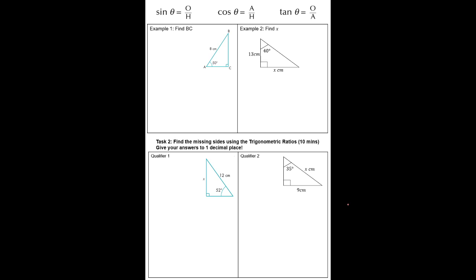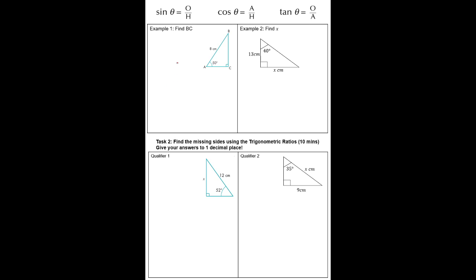Task 2, so this is where we're going to need our calculators. And we have our 3 trigonometric ratios at the top. So this is SOHCAHTOA. So sine equals opposite over hypotenuse. And again, we've got theta there. Cosine equals, this is our CAH, adjacent over hypotenuse, and tan or tangent is opposite over adjacent. So I'm going to show you how we can use these ratios to find any missing length today.